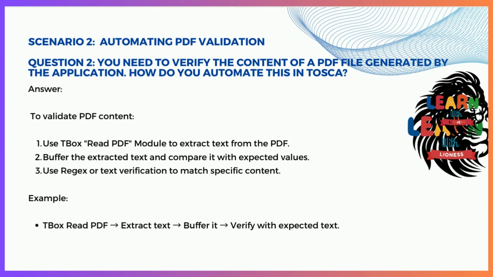Scenario 2. Automating PDF validation. Question 2. You need to verify the content of a PDF file generated by the application. How do you automate this in Tosca? Answer. To validate PDF content: 1. Use the TBox Read PDF module to extract text from the PDF. 2. Buffer the extracted text and compare it with expected values. 3. Use regex or text verification to match specific content. Example. TBox Read PDF, extract text, buffer it, verify with expected text.